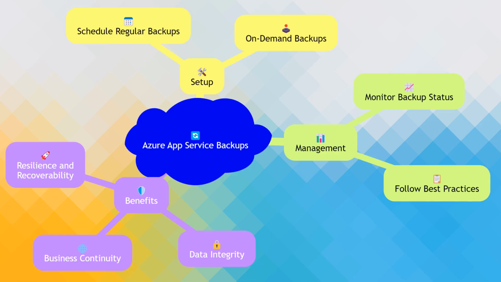Configuring backups for your Azure App Service is a critical step in ensuring the availability and integrity of your applications. By following the steps outlined in this presentation, you can set up and manage backups effectively, providing a safety net against data loss and other disasters. Remember to schedule regular backups, perform on-demand backups as needed, monitor backup status, and follow best practices for backup management. With a robust backup strategy in place, you can ensure that your Azure App Service remains resilient and recoverable, supporting your business continuity goals.